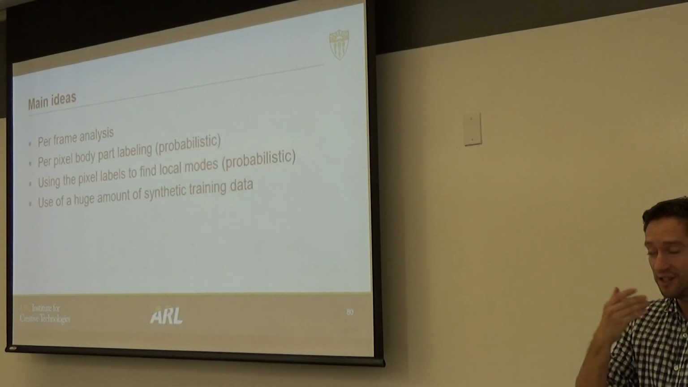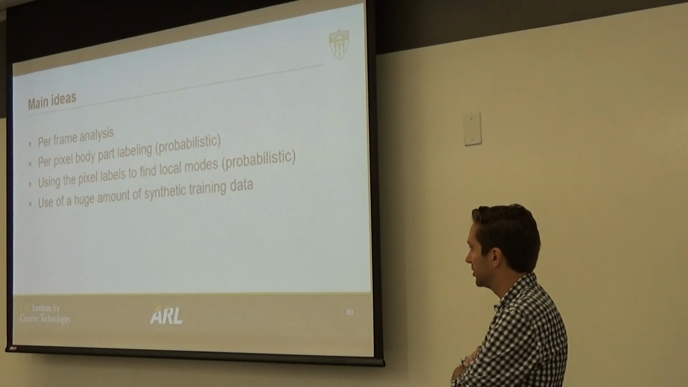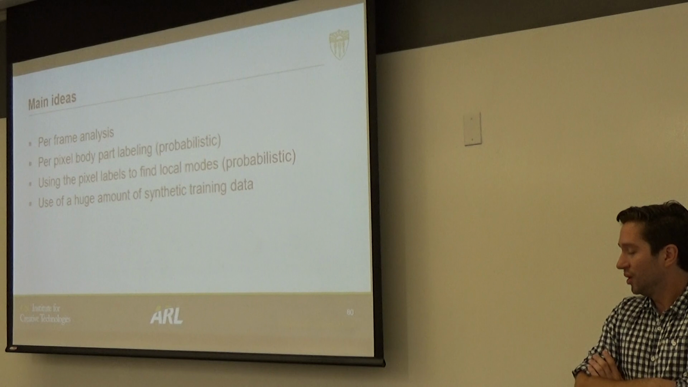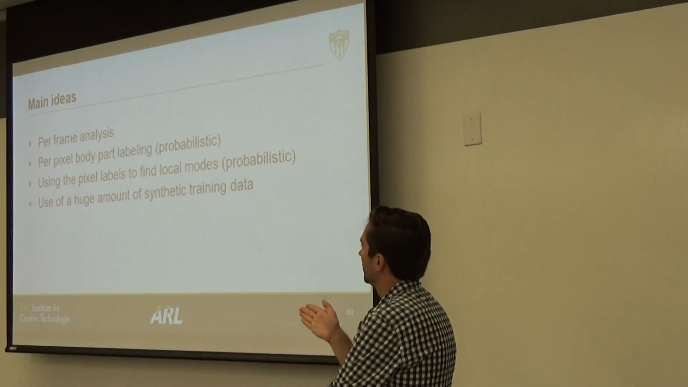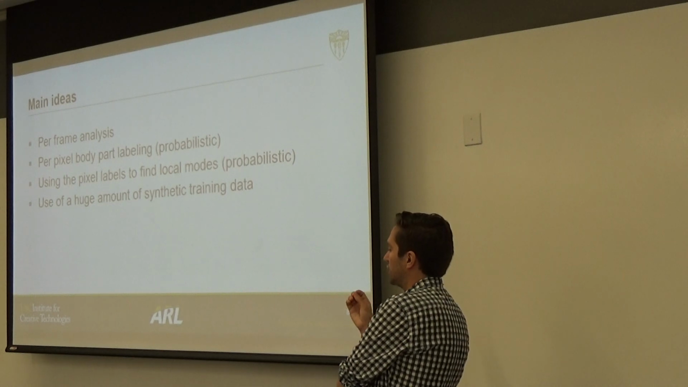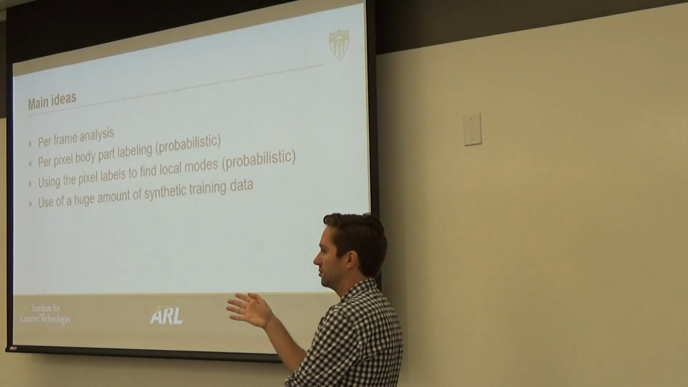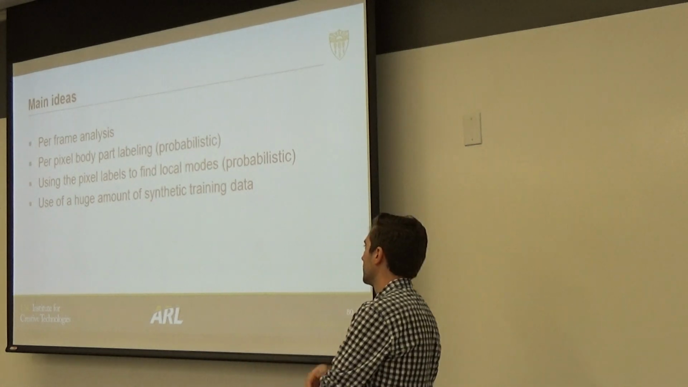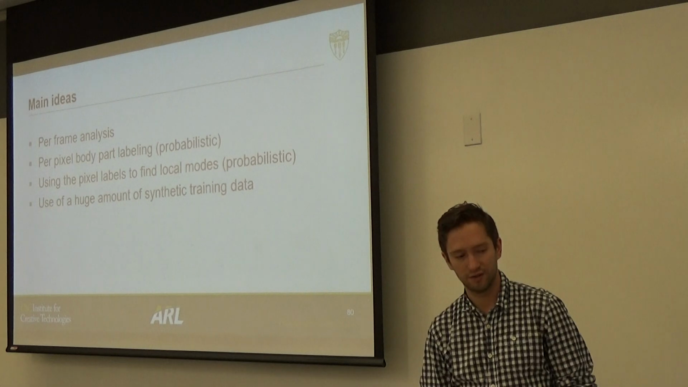What are the main ideas? How does Kinect work, basically, to find the skeleton in different body parts? Well, it works frame by frame. There's no tracking. It tries to take every pixel in the input image, the depth image, and match them to a kind of body part. So this is the hand, the arm, this is the calf, this is the knee.